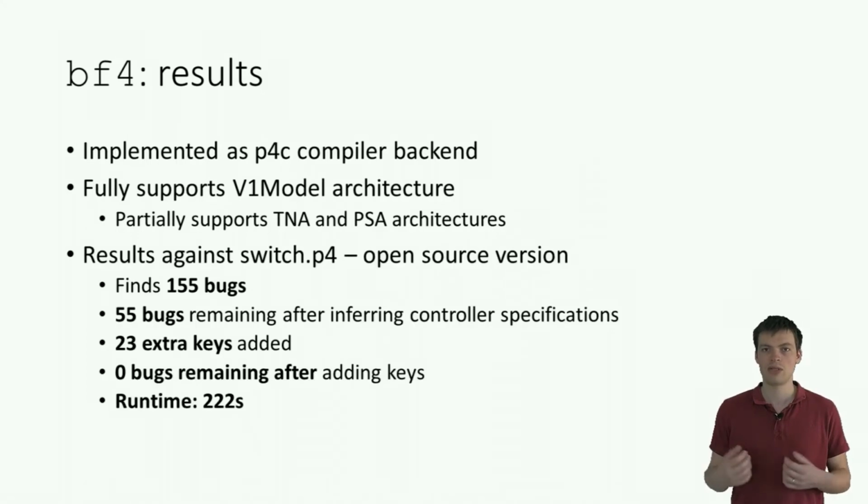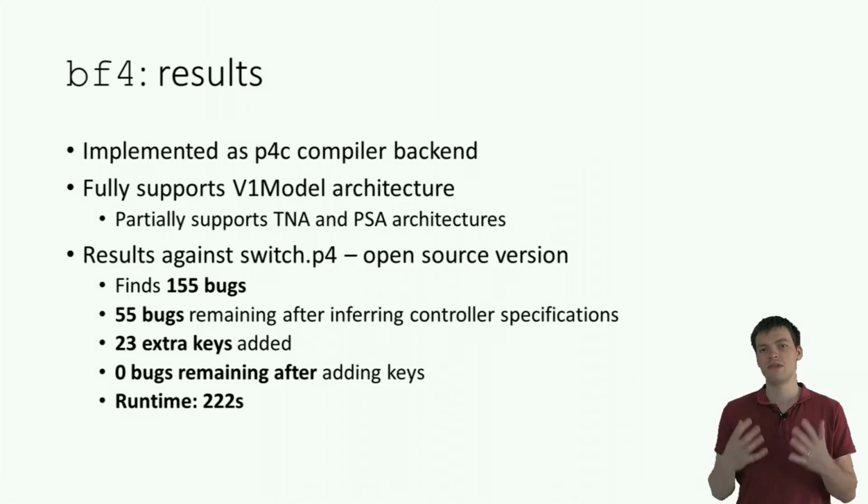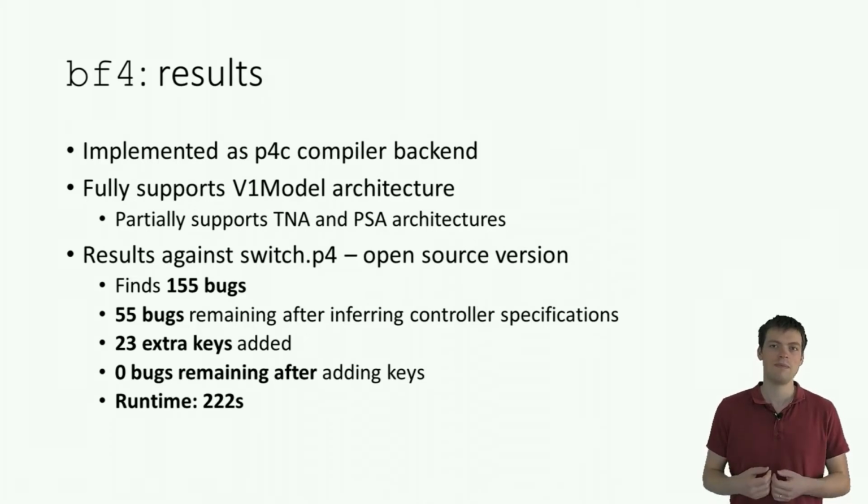For switch.p4, our largest program, we found that out of the initially 155 reachable bugs, we end up with only 55 reachable bugs after just computing the missing filters. We also end up with 23 missing keys. If we add all the missing keys inferred by bf4, we end up with no more uncontrolled bugs. All these steps, inferring filters, fixes, and checking program correctness, take around 4 minutes.